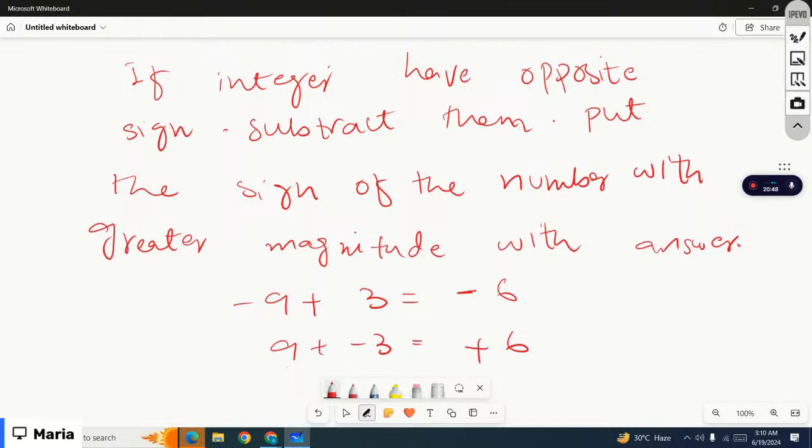Got it? If you have any problem with the rules, you can ask a question. I will explain again. Otherwise, I'm going to move on to the next lesson. Any question, you can please ask.